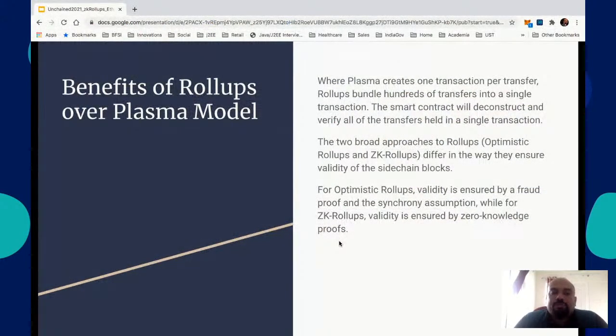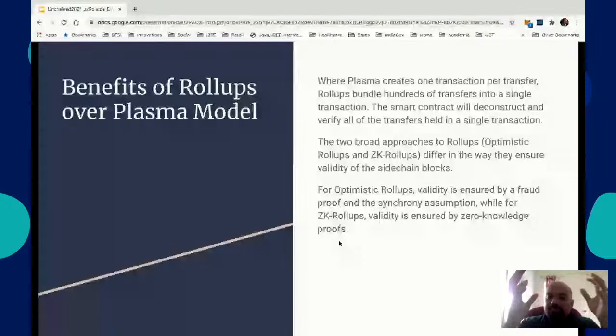What are the benefits of rollups over the Plasma model? Plasma creates one transaction per transfer, while rollup can bundle hundreds of transfers. The smart contract will deconstruct these batches, bundles of transactions, and verify all of them held in a single transaction. This is the beauty of rollups. The smart contract has the power to deconstruct and verify all the transfers held in a single transaction.